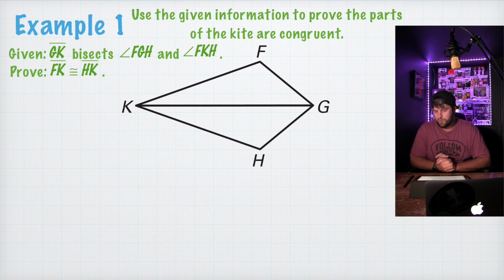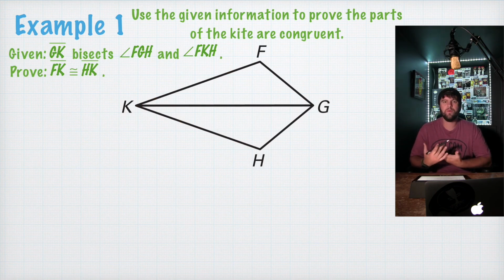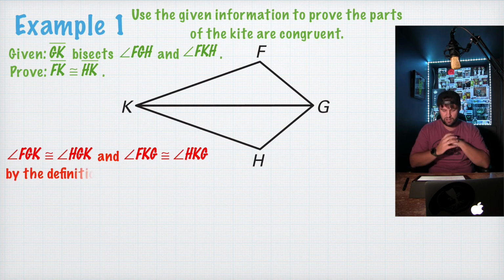Use the given information to prove the parts of the kite are congruent. So we're given that GK bisects angle FGH and angle FKH. So if GK bisects these two angles, what do we know the outcome of a bisector is? We know that it splits those two angles perfectly in half. So we can say that angle FGK is congruent to angle HGK and angle FKG is congruent to angle HKG. And we know that by the definition of bisectors.